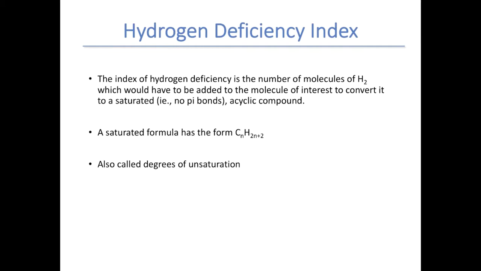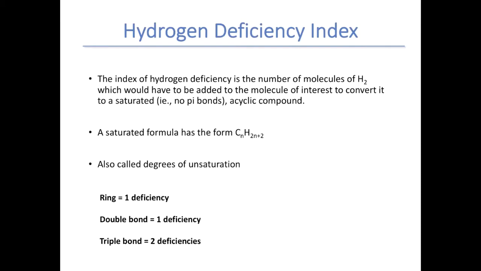If we remember, a saturated formula has the form of CnH2n plus 2. Anything less than this is considered an unsaturated compound. This is also called degrees of unsaturation. When examining what the deficiencies are, one ring equals one deficiency. One double bond equals one deficiency because a double bond, as we remember, contains a pi bond.